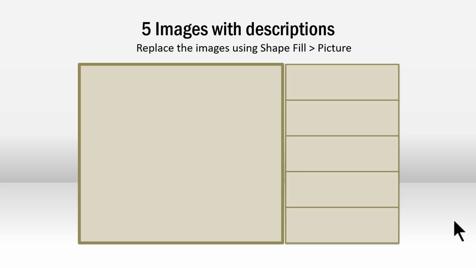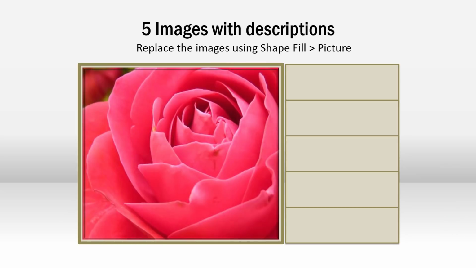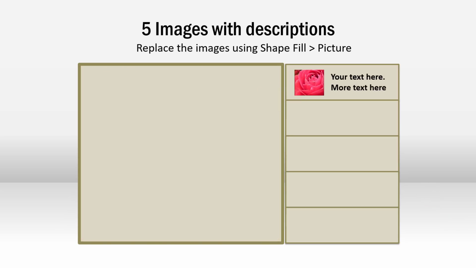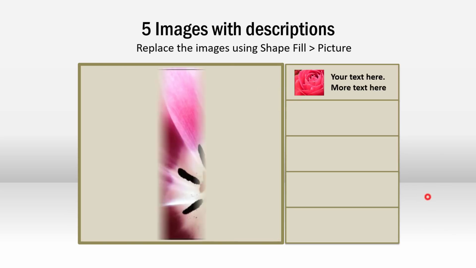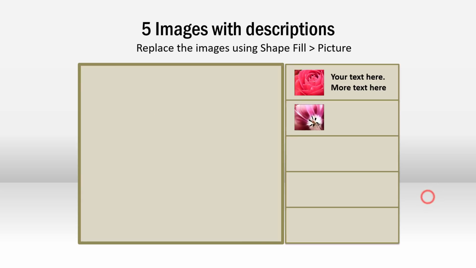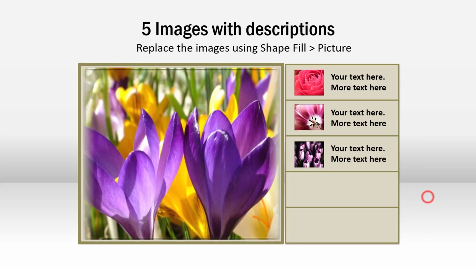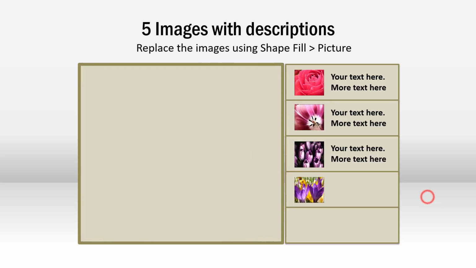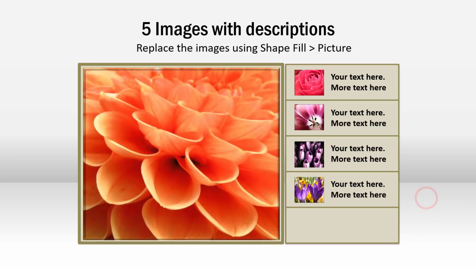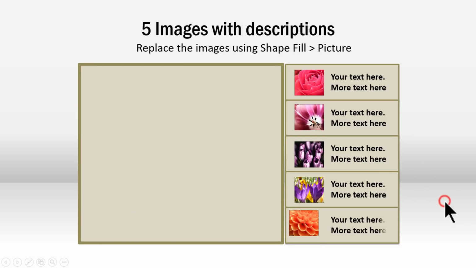The next example of showcasing 5 images with descriptions is this one. On a click, I showcase the first picture, and then I show the relevant description, and then I showcase the next picture, and then the description. These kinds of interesting effects have a way of capturing the imagination of your audience, and these are all ready-made and available, and you can replace these pictures with just a couple of clicks.